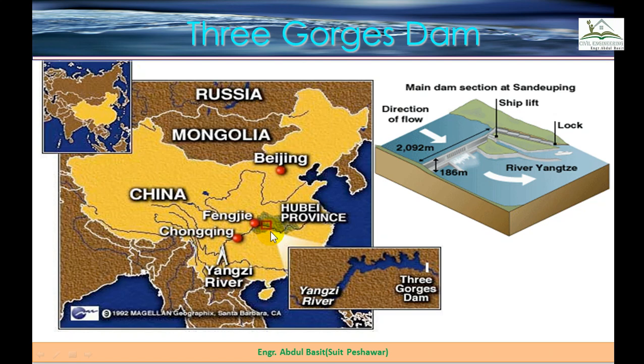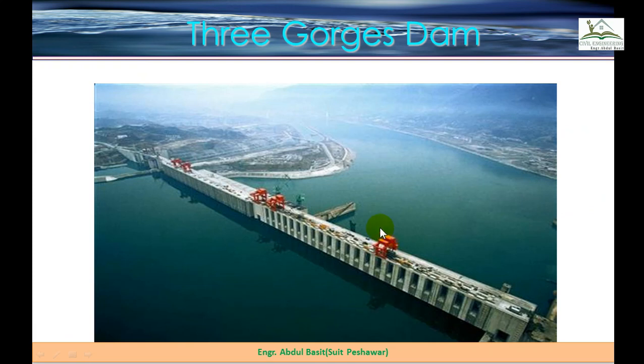The magnified view of the area inside that red rectangle is shown in this form, and this white line shows us the location of the dam. On the upstream side of this white line, you can see the whole reservoir. So how is this Three Gorges Dam constructed, and what are the different components of the dam? Here it is visible in the picture.